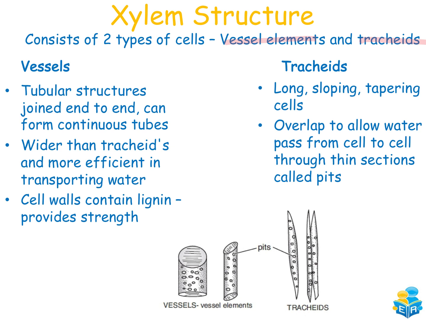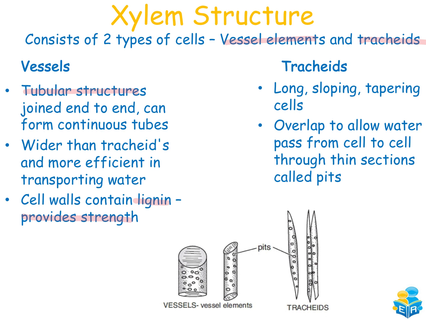So these tubular structures are joined end to end. We can see this is where they would join here and here. So they're joined end to end and they can form continuous tubes. They're much wider than the tracheids, and we can see that from the diagram as well, and they're much more efficient in transporting water. Now these cell walls contain lignin, and this lignin provides some strength. Okay, so the cell walls contain lignin, they provide strength.